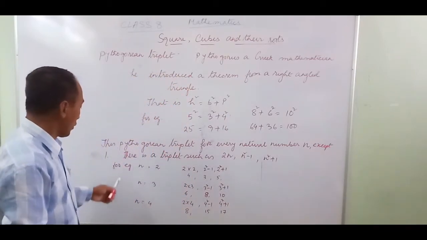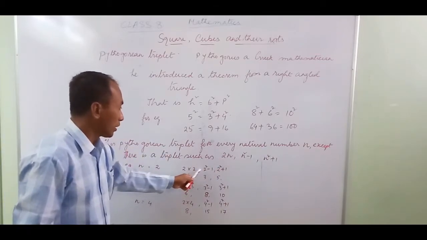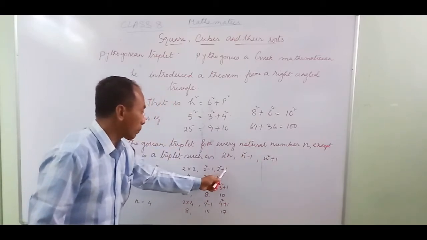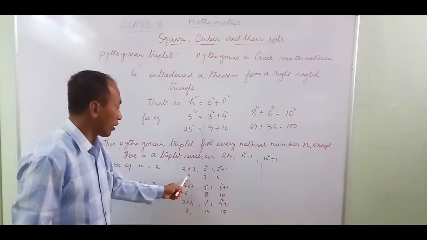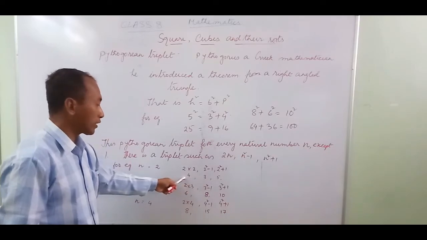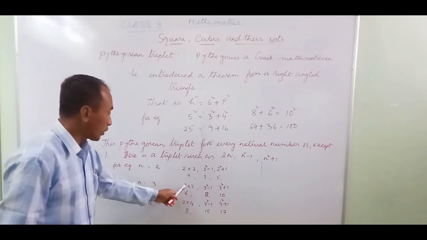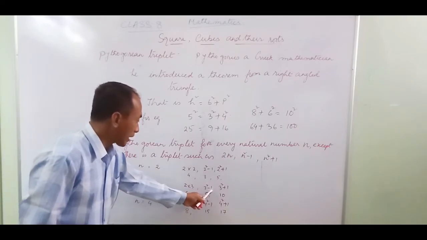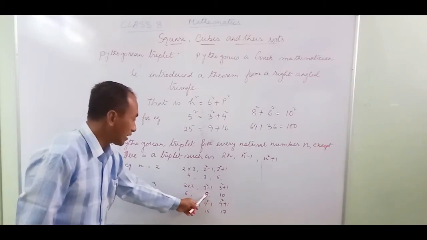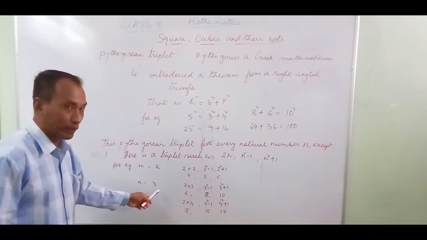If we take n equals 2, then 2n is 2 into 2, which is 4, n square minus 1 is 2 square minus 1, which is 3, and n square plus 1 is 2 square plus 1, which is 5. So this is the Pythagorean triplet for natural number 2. For natural number 3, 2 into 3 is 6, 3 square minus 1 is 8, 3 square plus 1 is 10, so this is the Pythagorean triplet for natural number 3.